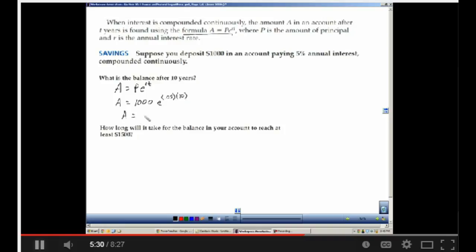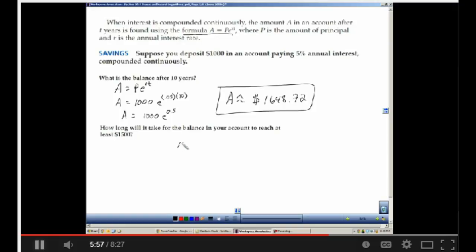So this is going to simplify. A equals 1,000 times e to the 0.5 exponent. That's a calculator problem. Type it into your calculator, say e to the 0.5 exponent, and then multiply by 1,000. And you should get approximately $1,648.72.